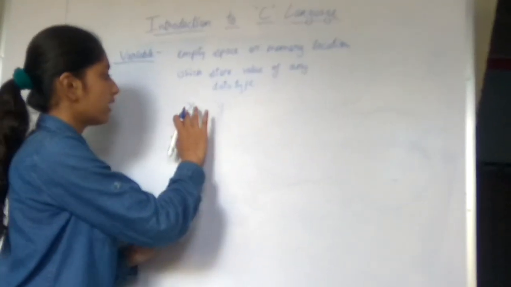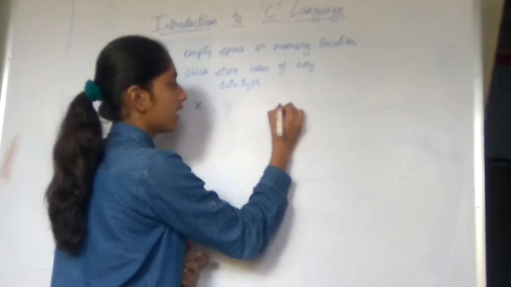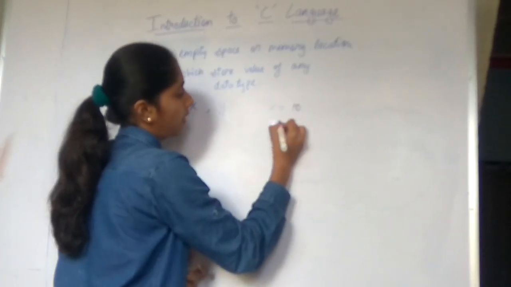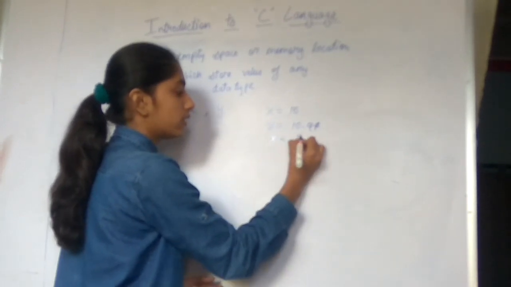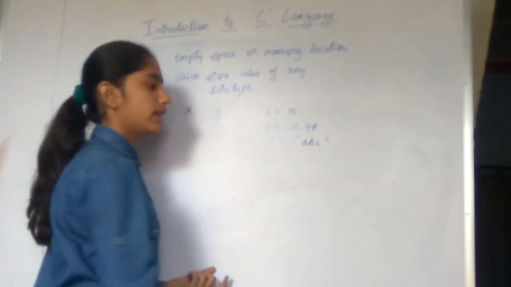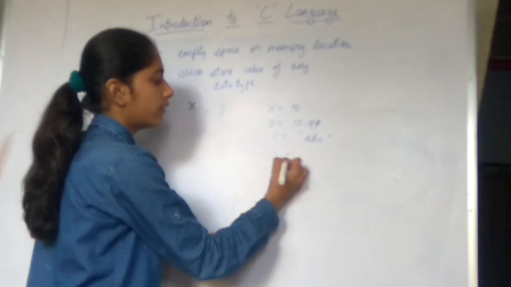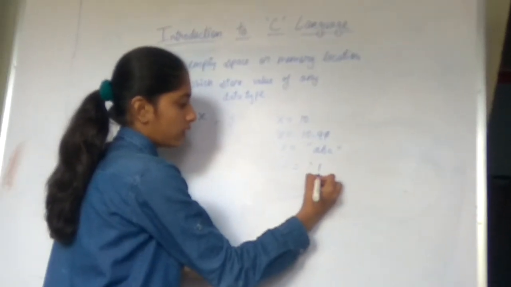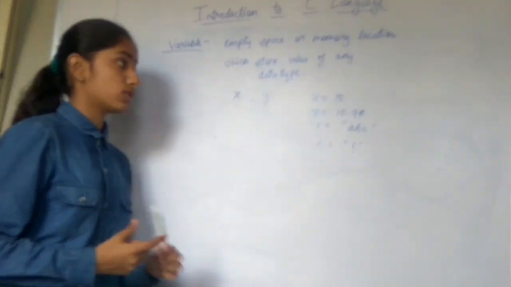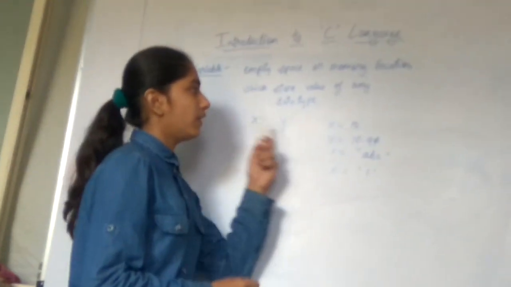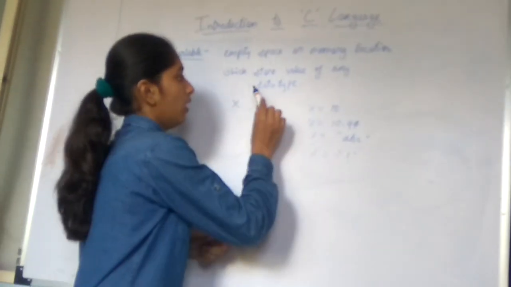The variable can store the value of any data type, like x can be equal to 10, x can be equal to 10.94, x equals ABC, etc. Or x can be equal to even a single character, like 'not'. So here are different types of values which x can store. So x will be a variable of any data type.